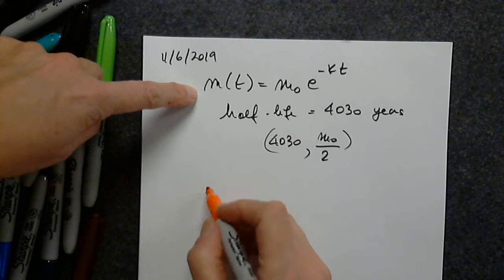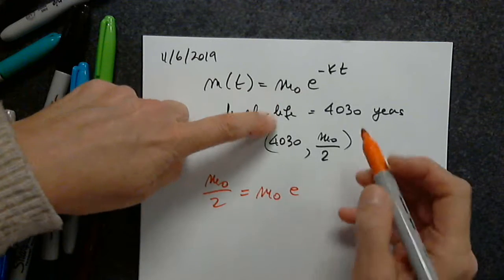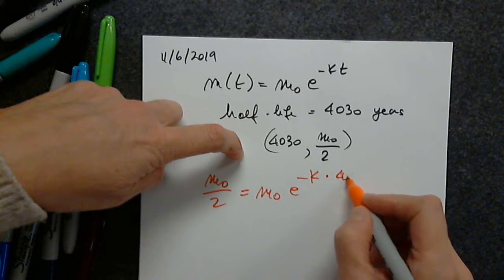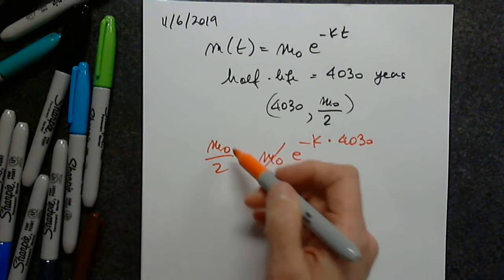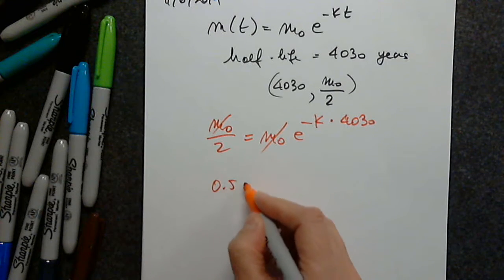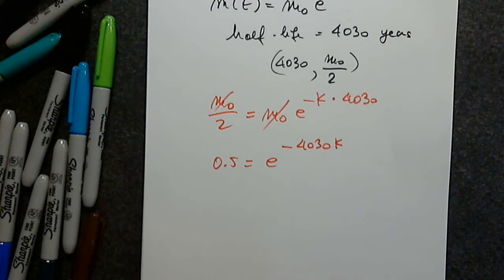Right, the y value, of course, equals M0 over 2. Very good. So then 0.5 equals e to negative 4030k. Good. What do we do now? Natural log of 0.5 and natural log of e.